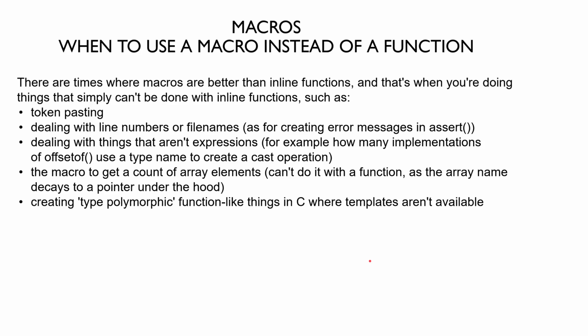So when do you use a macro instead of a function? Most of the time you want to be using functions or just writing things out verbatim, but in some cases you do need to use a macro. If you're doing things with token pasting, you need to be using macros. If you're dealing with line numbers or file names, or specifically line numbers or file names of your source code, for example, generating error messages, you need to be using macros. Dealing with things that aren't expressions, so that would be anything that doesn't resolve to a value, you need to use macros for that, because functions can only deal with expressions as arguments. Expressions or data types, but for example, how many implementations of the offsetof command use a type name to create a cast operation?